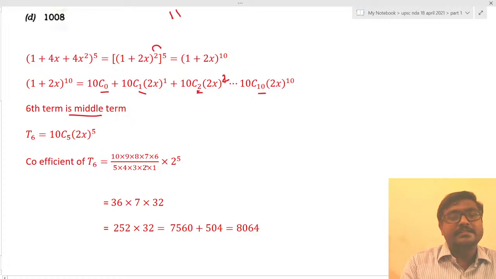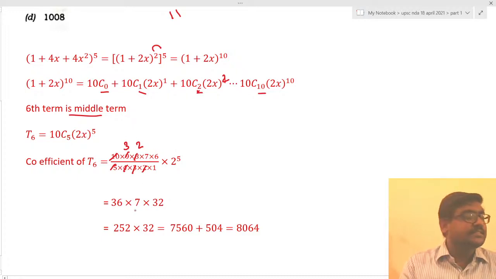Now we can cancel this. 2 5s are 10. Okay. Then 3 3s are 9. Next 2 4s are 8. Next what will we get? So 2 into 3 is 6, 6 into 6 is 36, into 7. Here again we will get 2 power 5, 32.